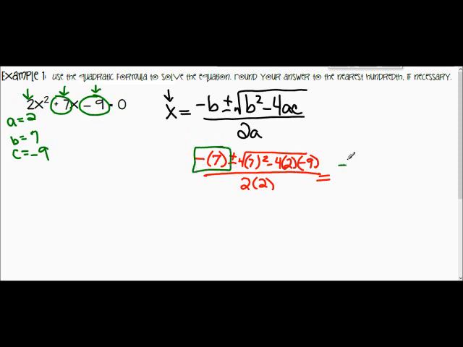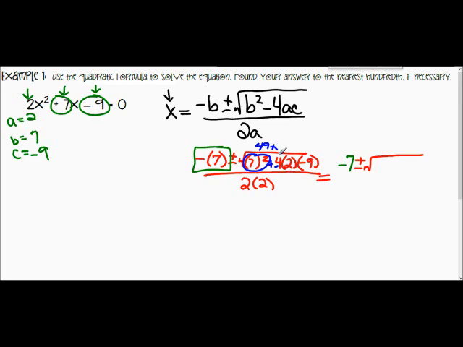Negative and 7 just makes negative 7. Then we still will have that plus or minus, and I'm still going to have the square root, but at this time I'm going to take the discriminant. So 7 squared is going to be 49, and then I'm going to do a sign change and make this plus a negative 4.